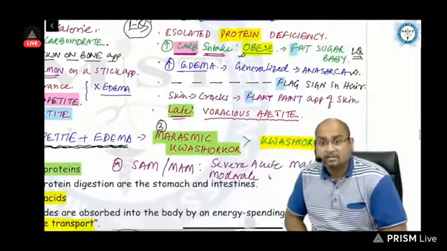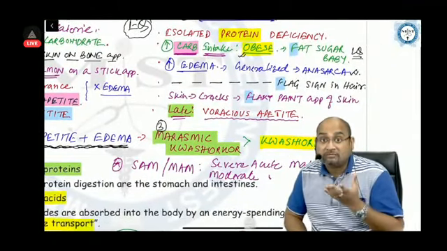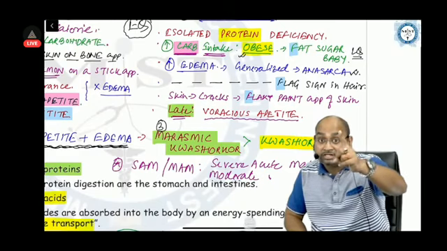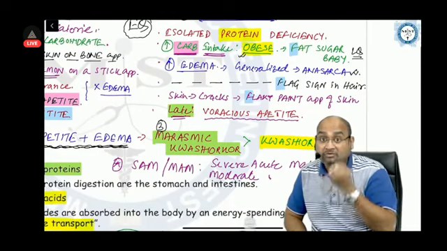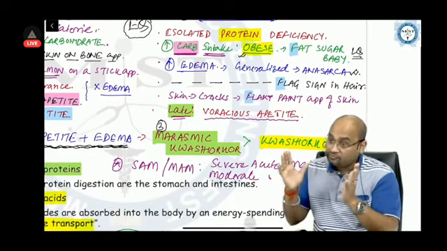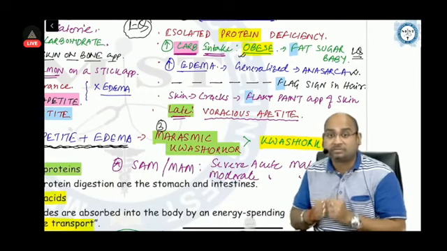But if you talk about kwashiorkor, isolated protein deficiency, this family has money to buy only carbohydrate, so they will feed more and more carbohydrate. The child will swell up, because of excess fat formation.